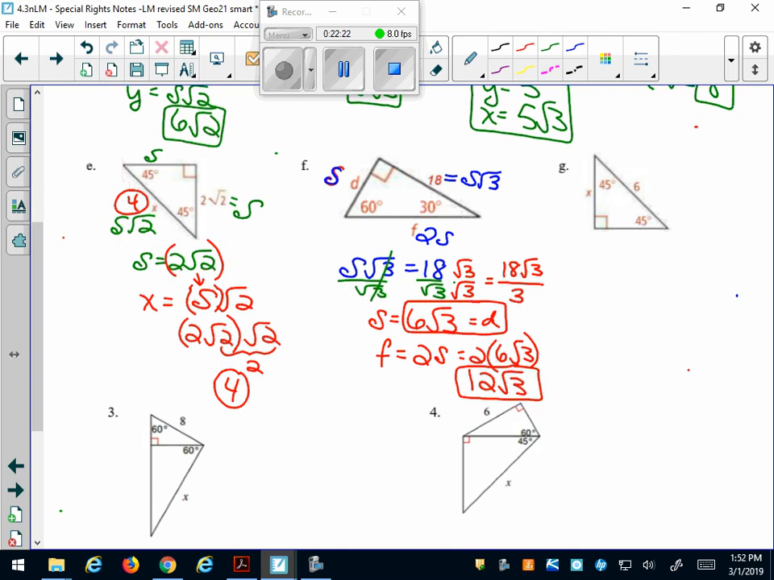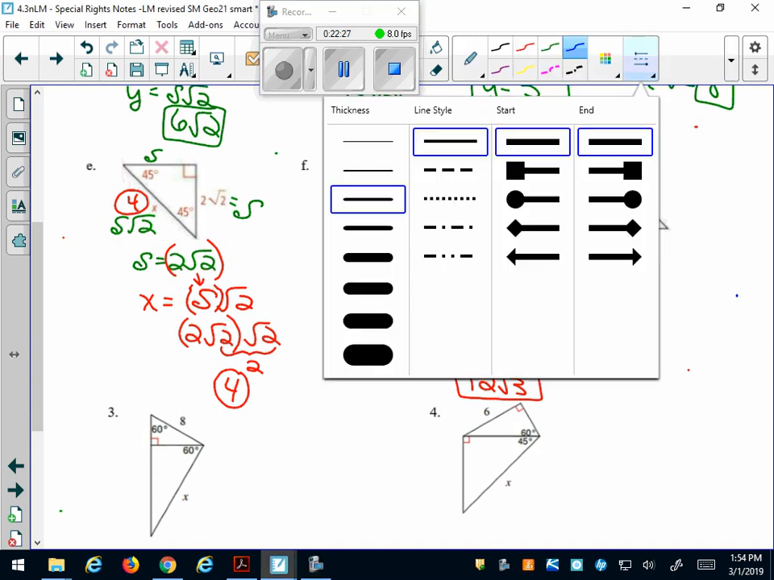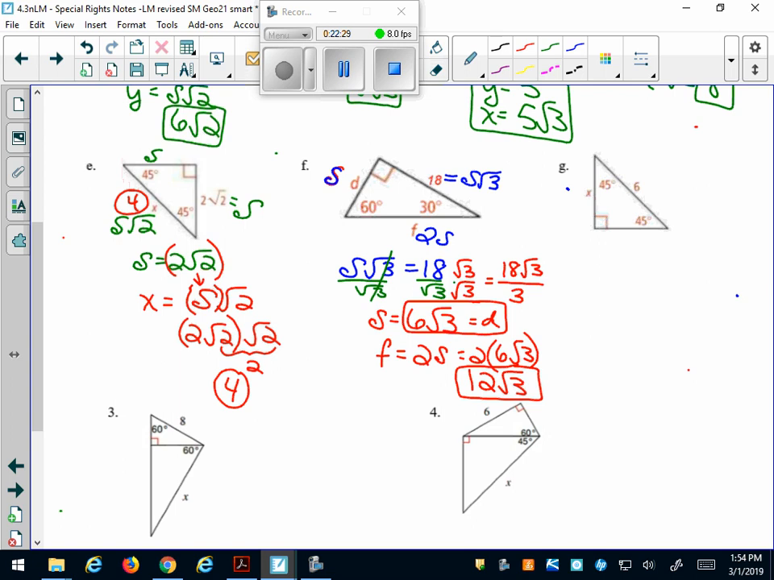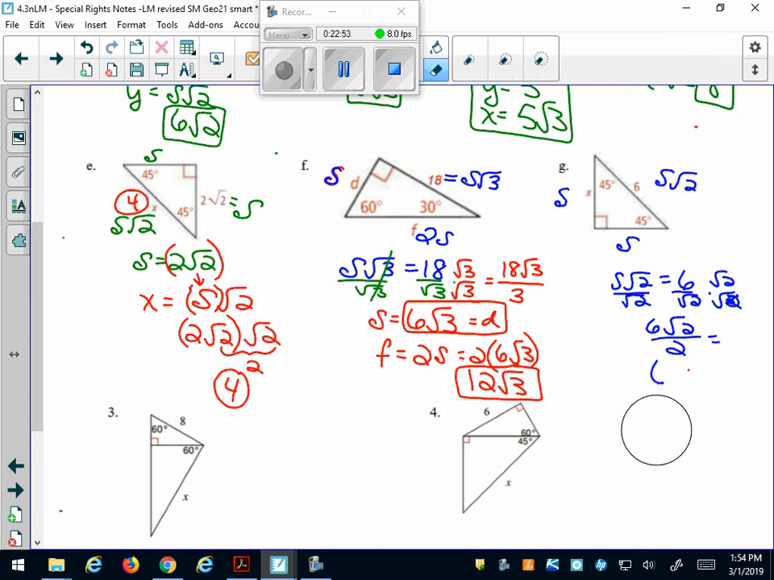You guys try G. Okay, so for G, side across from 45 is S. Hypotenuse is S root 2. What did you get for the value of S? Good. 3 times the square root of 2, because you're going to rationalize the denominator, get 6 root 2 over 2, and that simplifies to 3 root 2. That means each side is 3 root 2.